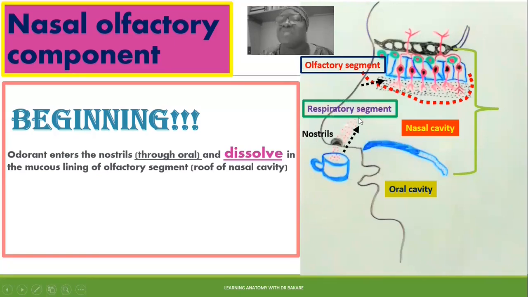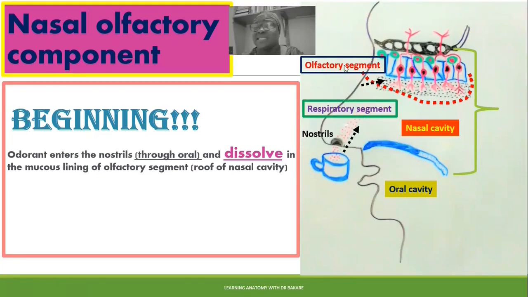while the remaining region down is the respiratory segment. And the olfactory segment couldn't have been located anywhere else apart from the roof or the superior part of the nasal cavity, because after this region, the next region or space where the olfactory nerve will be directed to is into the cranial cavity. And this is where the cranial cavity is located above up here. So it cannot be located or seen in any other region apart from the region that is close to where we have the cranial cavity.